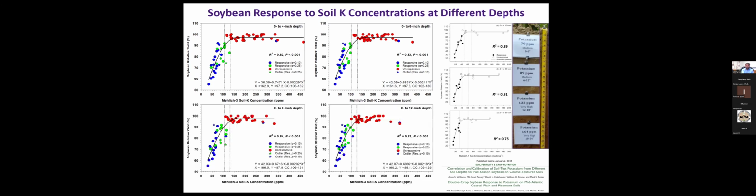The strength of correlation, the coefficient of correlation, is also very much the same. So we did not see any difference if we move from one depth to another depth. But if you think about the accuracy of the model, the 0 to 6 inches is still more accurate than any other depth for the fertilization decision.